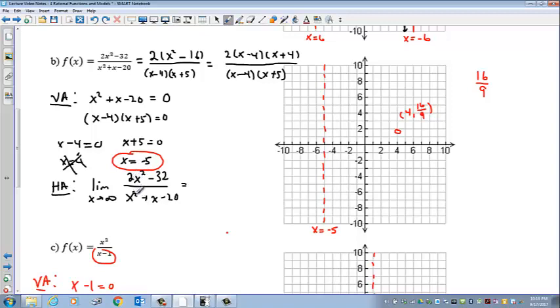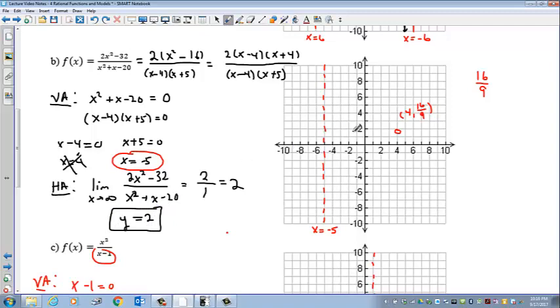On the bottom, the same thing holds here. You really don't care about these terms over here. You just care about this x squared term. So on top, it's going to act like 2x squared, so it'll be like a 2. And the bottom acts like an x squared, so it's like a 1. So it's going to head towards 2 as you go to the right. And the same thing's going to happen as you go to the left because it's a rational function. So my answer would just be y equals 2 for a horizontal asymptote.